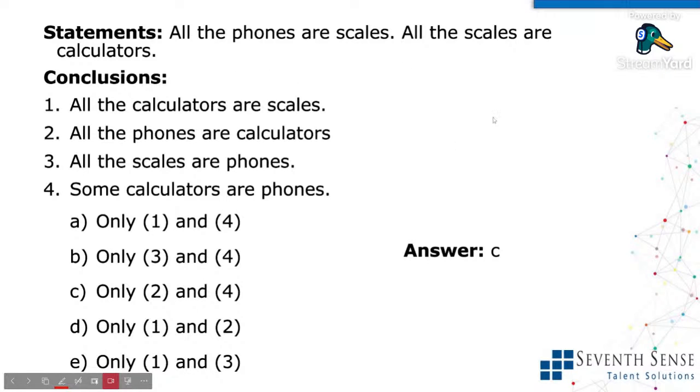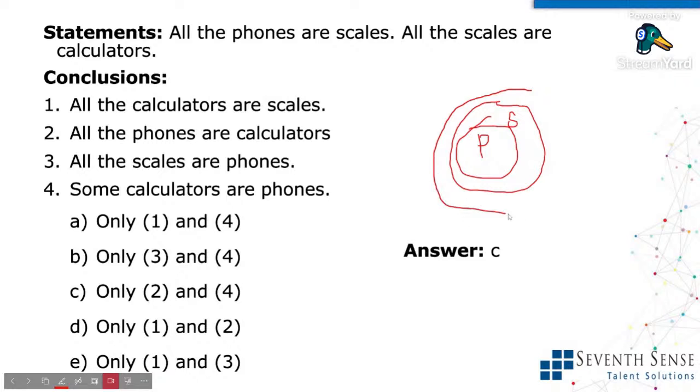All the phones are scales. So S over here. All the scales are calculators. So one more bigger one. So here we'll write C. Now, all the calculators are scales? No, I can't say that, because only some calculators are scales. All the phones are calculators? Yes, all my phones are calculators.